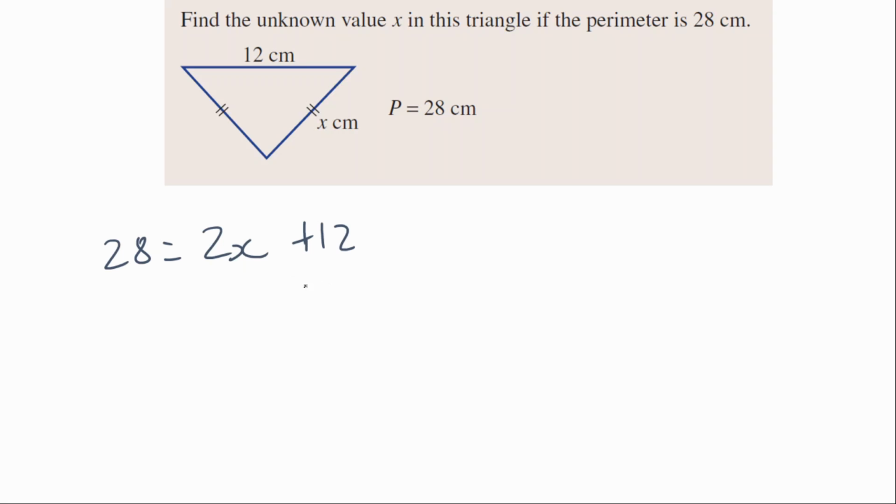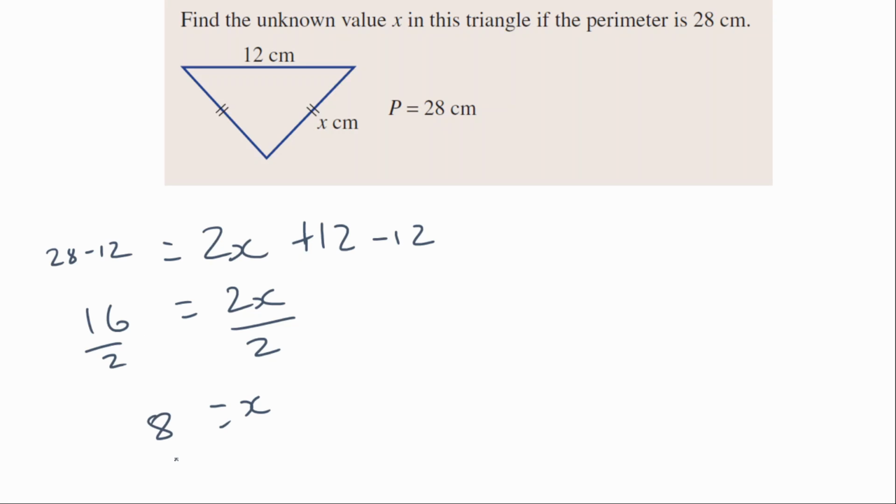We need x by itself once again. So I'm going to subtract 12 on both sides. That will give me 28 minus 12 here, and 2x plus 12 minus 12 there. That will leave me with 16 on the left and just 2x here. Now I need to divide both sides by 2. That gives me x on the right and 8 on the left. So x is going to equal 8 centimeters. Give yourself a tick if you got that correct.